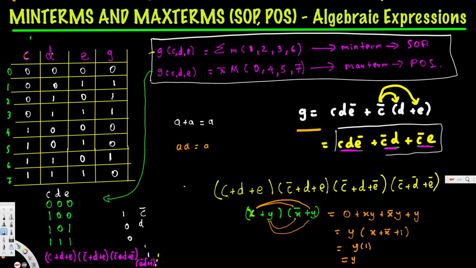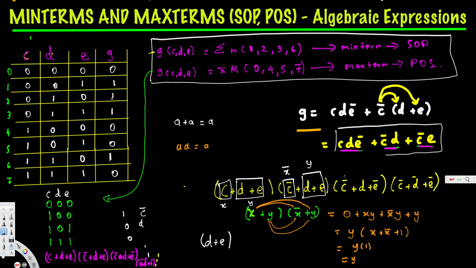Here you can think of this one as x and this one as y, right? This is y and this is x bar, this is y. So finally what we are going to end up with is y when we multiply. Y is what? D plus E. So that's going to be the result for these two.